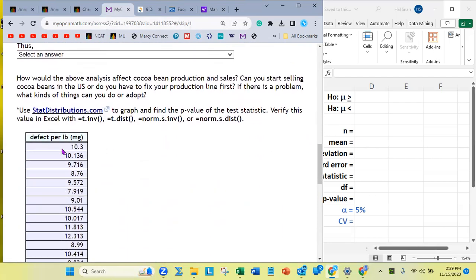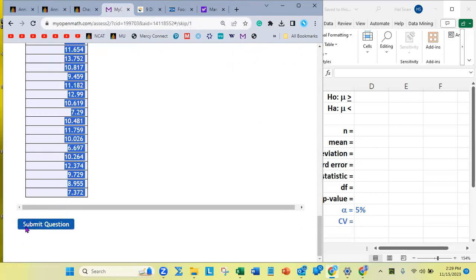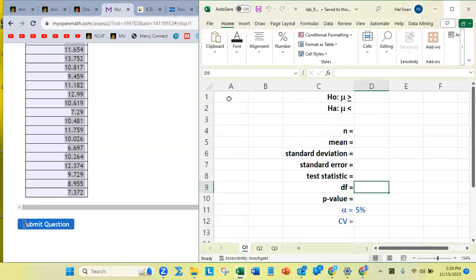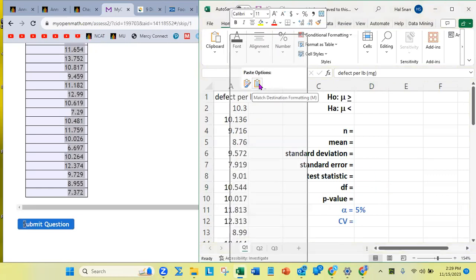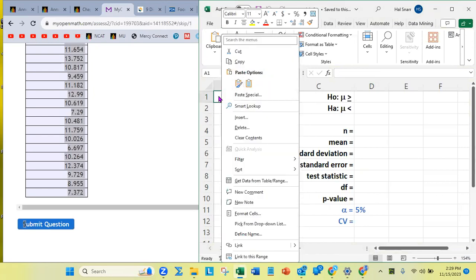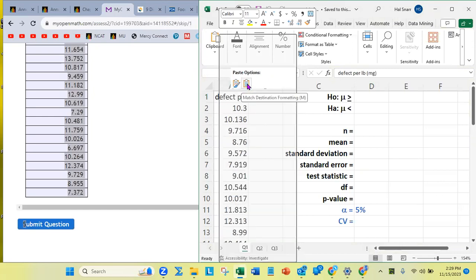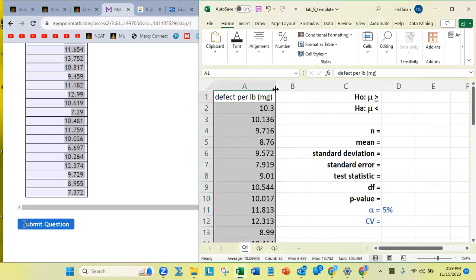Now the data is at the bottom of this problem. So I'm going to copy this data into my template. Okay, I'm going to copy it right over here. I'm going to paste and match destination formatting. So I right-clicked, or I two-finger click the mouse, and I get this. I'm going to match destination formatting. And then I'll widen this up.